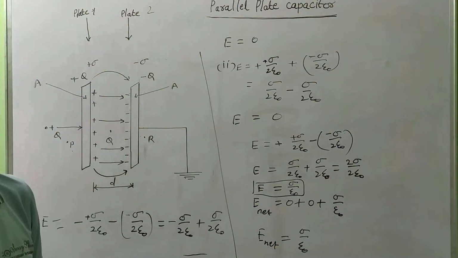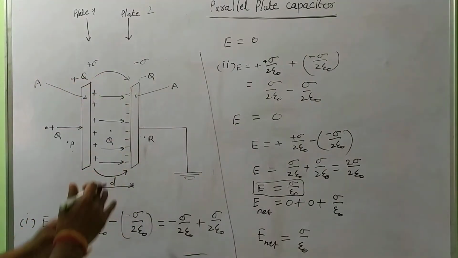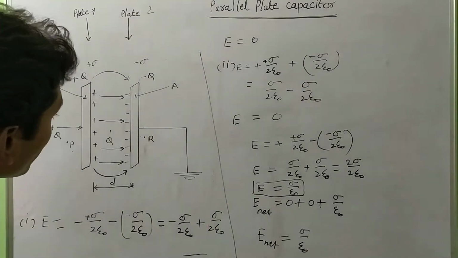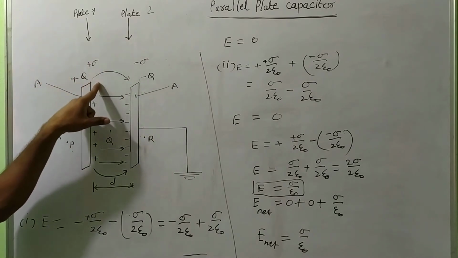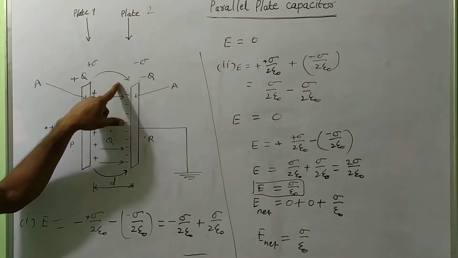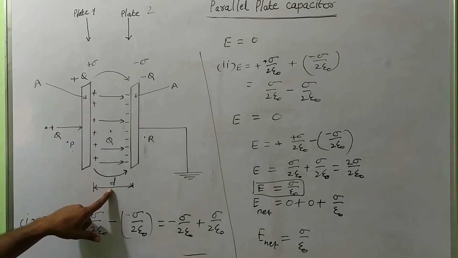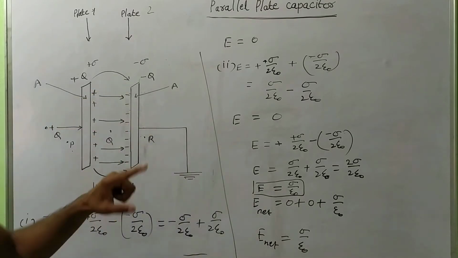Now we have to find the potential inside the parallel plate capacitor. On the boundary of the conductors, on all the edges, the electric field is not uniform.